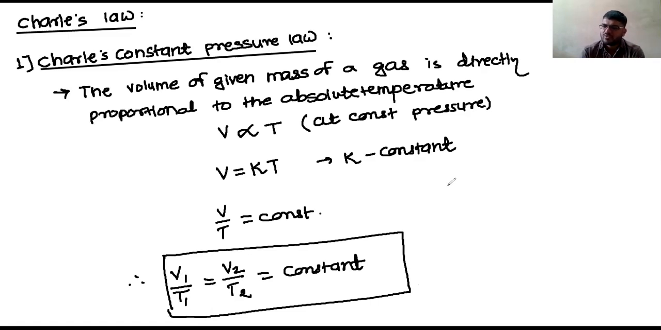What are the two things left? Volume and temperature. They both are directly proportional, and you have to keep pressure constant. Then V is equal to K into T, where K is a constant, and then V by T is constant. Therefore V1 by T1 is equal to V2 by T2 is equal to V3 by T3, and so on, always equal to constant according to Charles' constant pressure law. Okay, so pause the video and note this down.